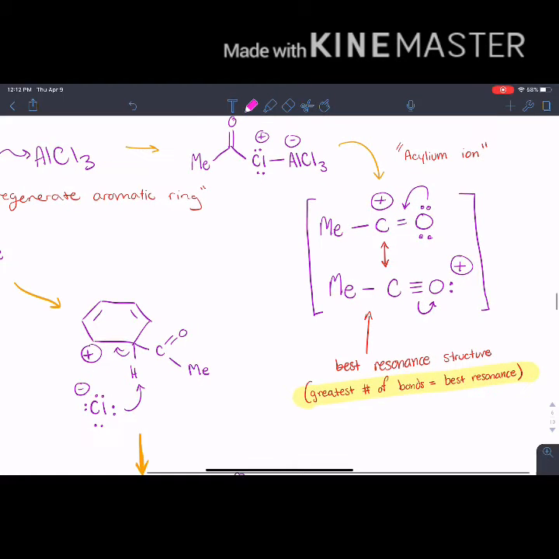Since we have 3 bonds here but 4 bonds here, you know that this one is going to be your most favored, or best, resonance structure, because the number of bonds in a resonance structure is most important. If you notice that the bonds are equal in both, then you can look at charge, where the charge is, electronegativity, and all that good stuff. But bonds allow you to satisfy those octets and stabilize the resonance structure.